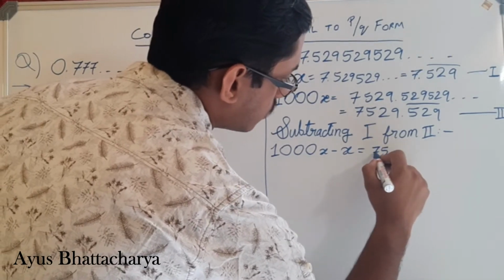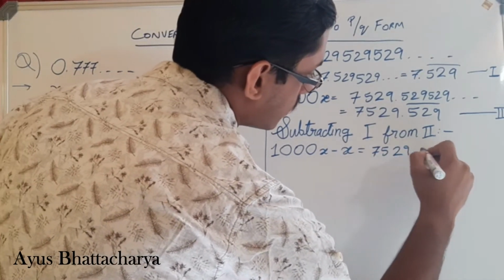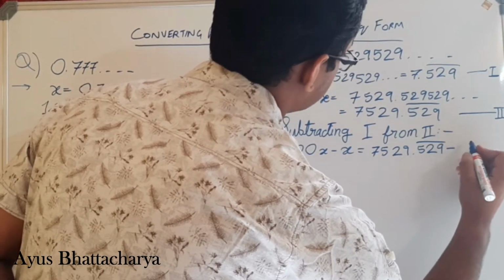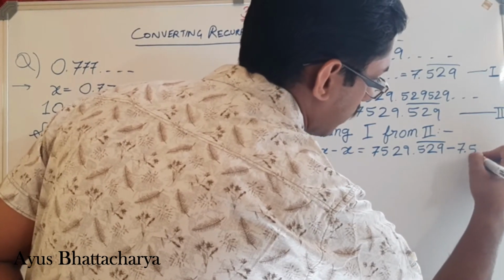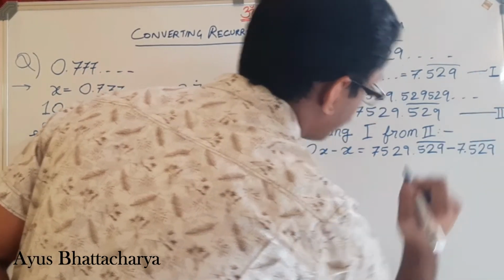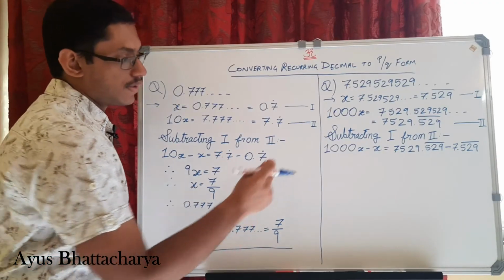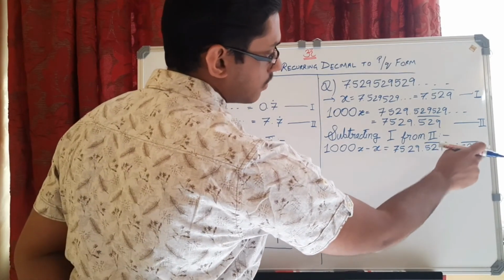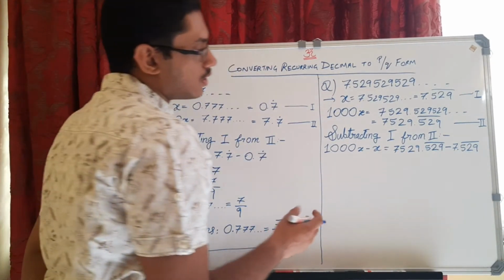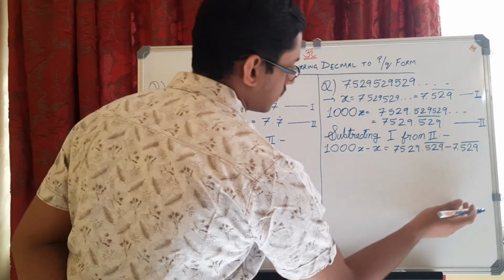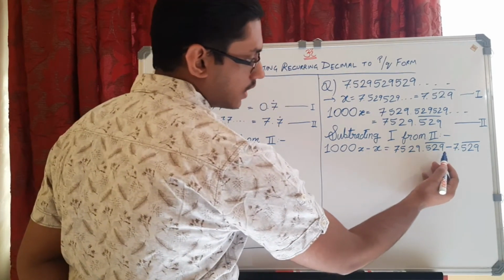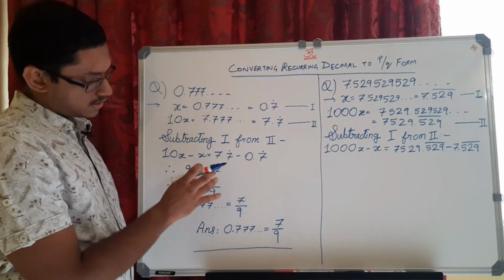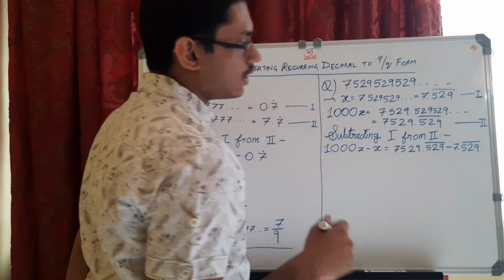7.529 bar minus 7.529. Is it clear? 1000x minus x is equal to 7529.529 minus 7.529. Alright, 0.529 minus 0.529. So of course now these recurring numbers will be deleted like we have seen earlier. Here in this case it has been deleted, here also it will be deleted.